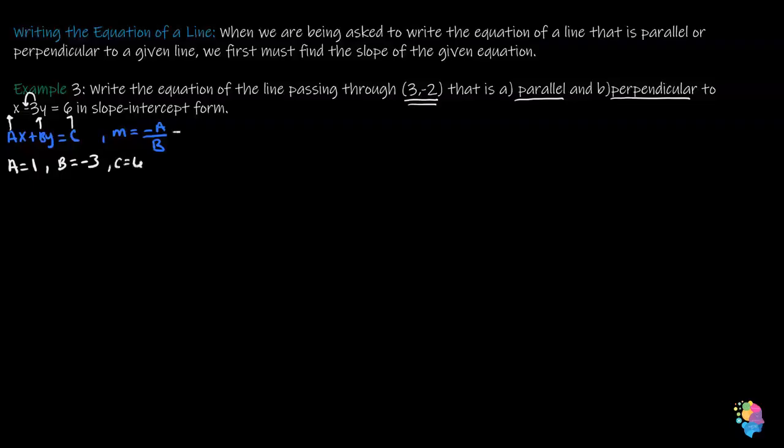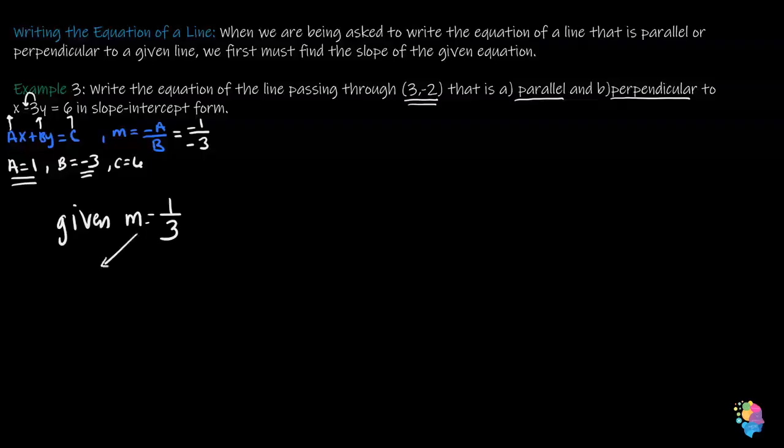So then when I'm looking for the slope, it's going to be negative a, that is negative 1, over b. Well, b is negative 3. Now I cannot divide 1 by 3 evenly, but I'm going to notice that because I have the same sign, the slope of the given line is going to be positive 1 over 3.